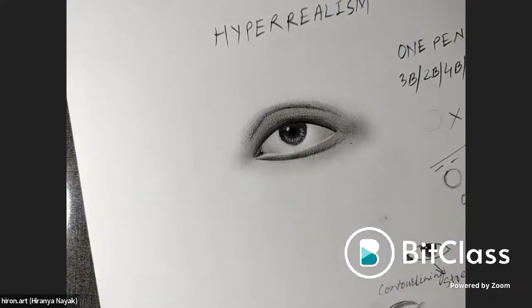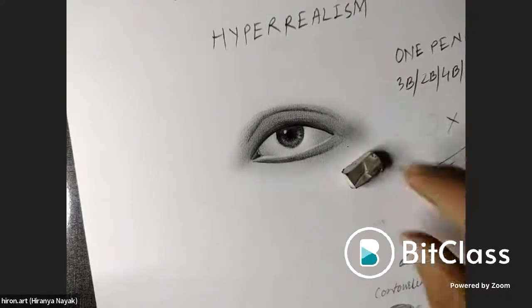Now, what are you using for highlight? I'm using an eraser. This is a simple eraser. Okay, and nothing else.